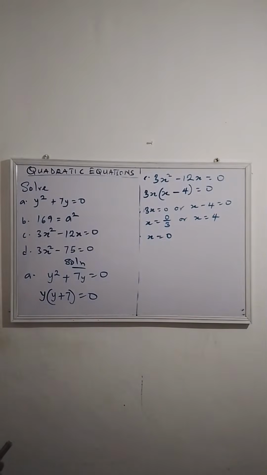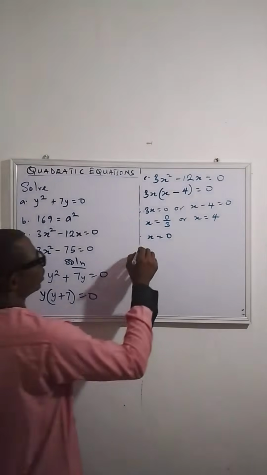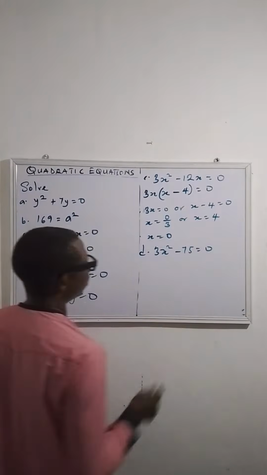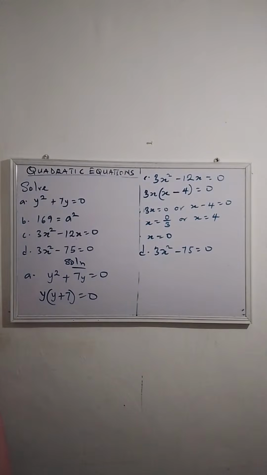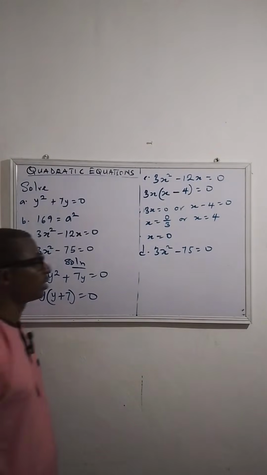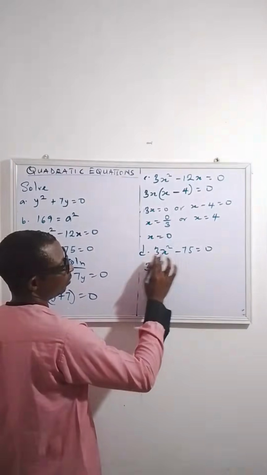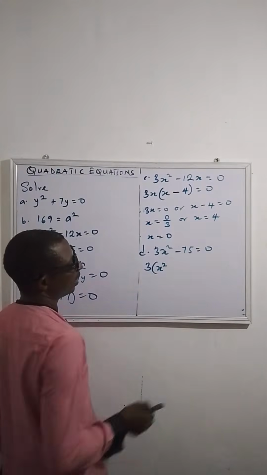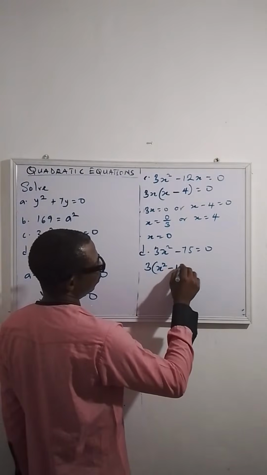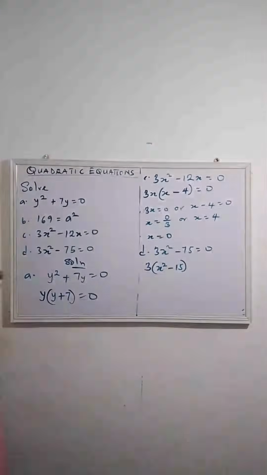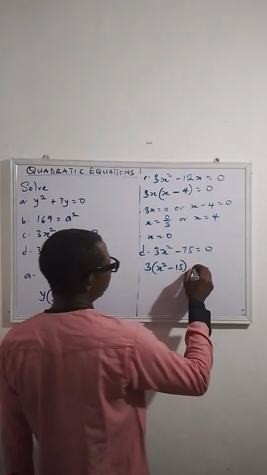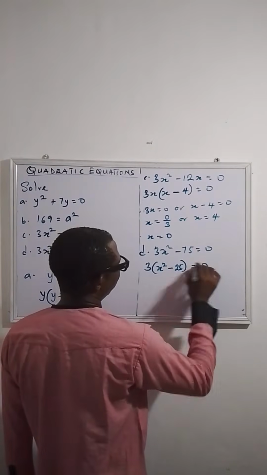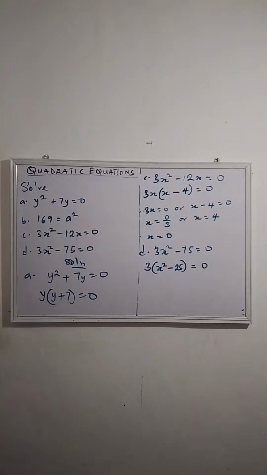Okay, now let's move down to the last one here. We have 3x squared minus 75 equals 0. Let's look at the left-hand side. What is the GCD? The GCD is 3. When you divide this by 3, you have x squared. And when you divide this by 3, you have negative 15. Oh, sorry, this is 25. Equals 0. I hope you can see that.